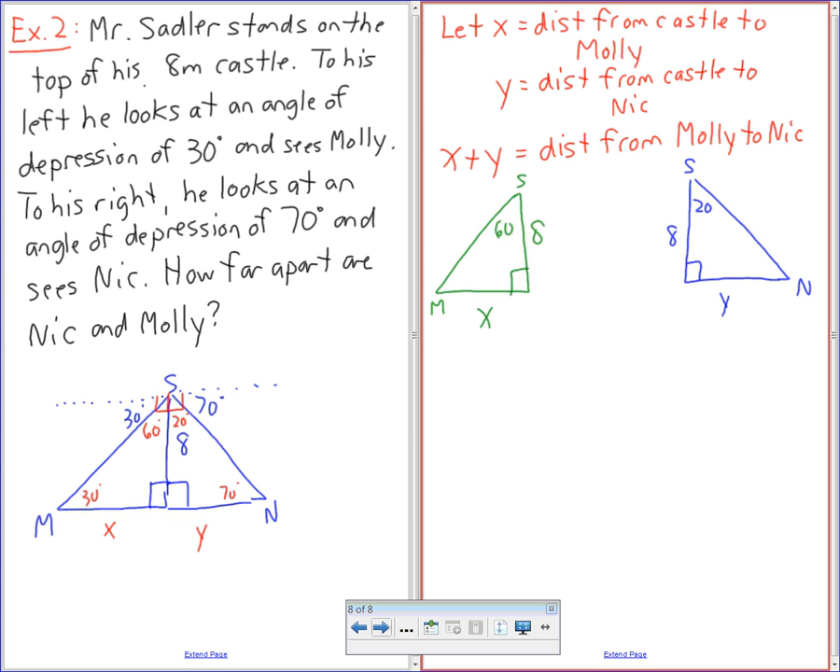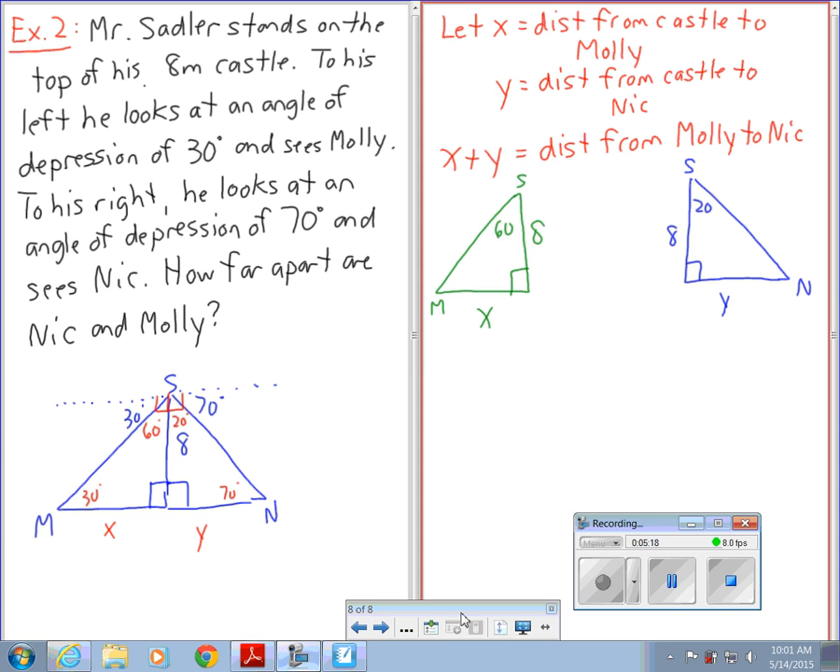Okay, so I'm going to pause the video. I want you guys to solve for X, and I want you to solve for Y, and I want you to solve for them together. Okay, I paused the video, and I want you guys to try this out. You can do this.